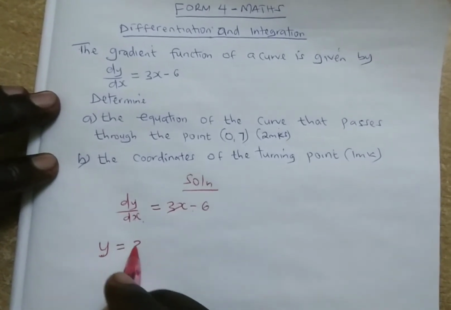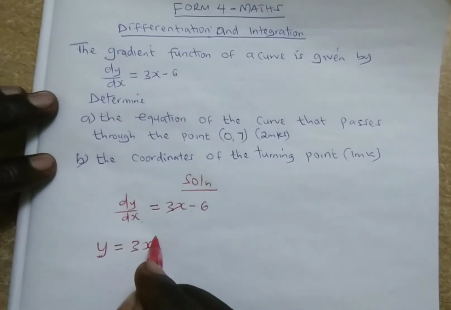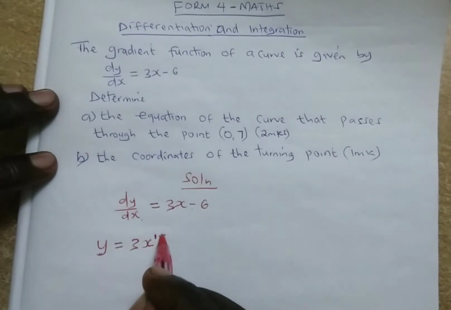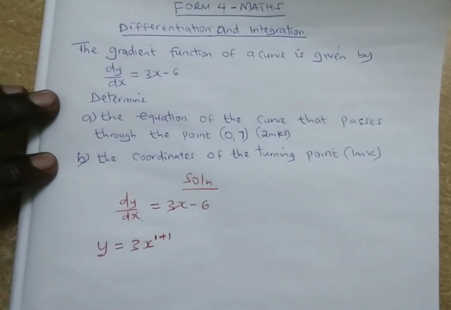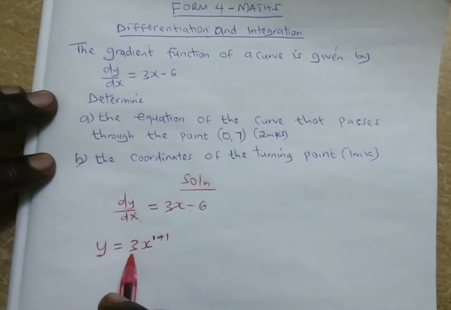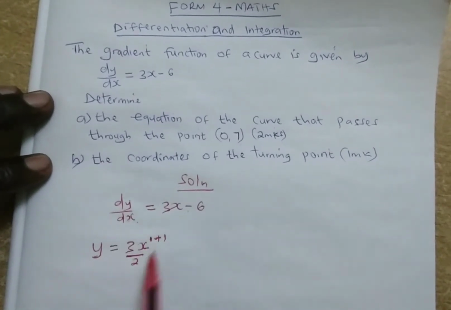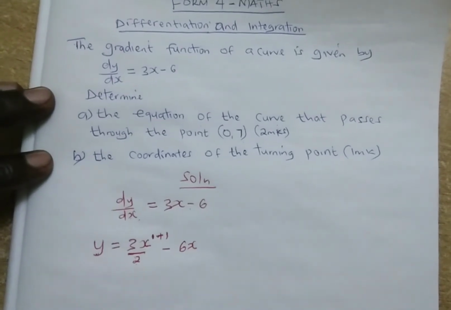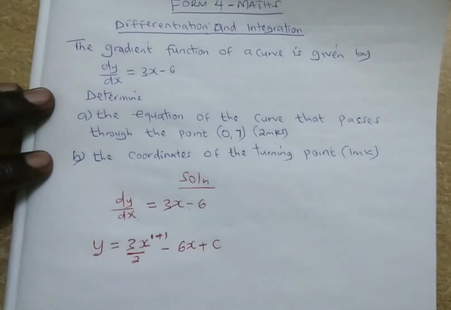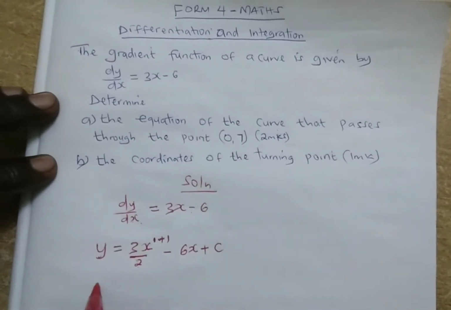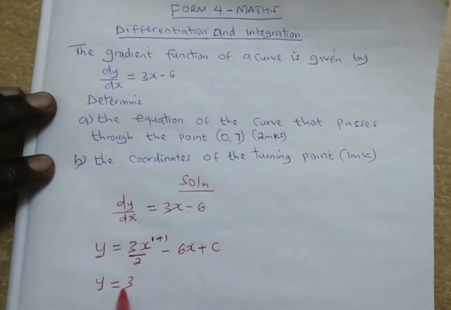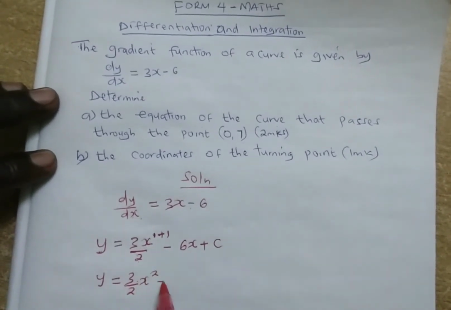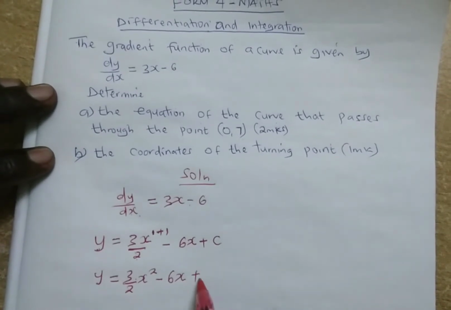So this is 3x. We increase the power of x by 1, then we divide by the total new power, which is 1 plus 1 is 2, minus 6, then we introduce the value of x plus a constant of integration, which is c. From there, our y is going to be equal to 3 over 2 x squared minus 6x plus c.